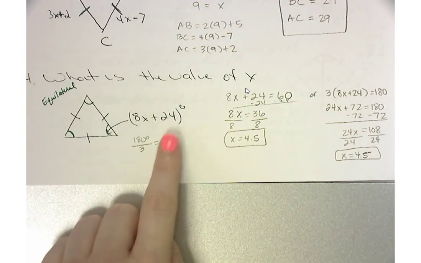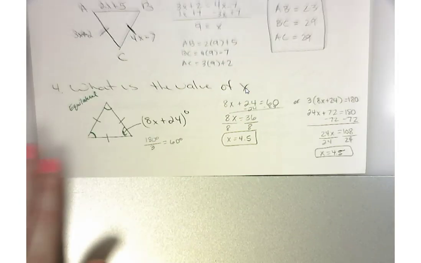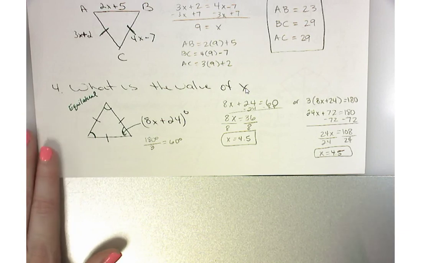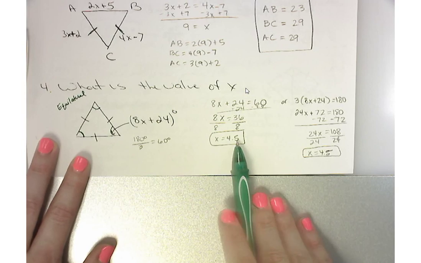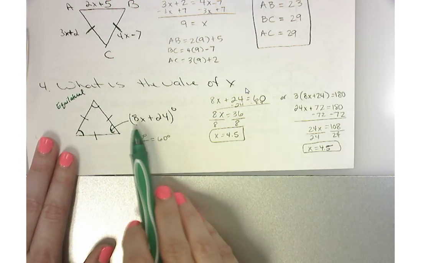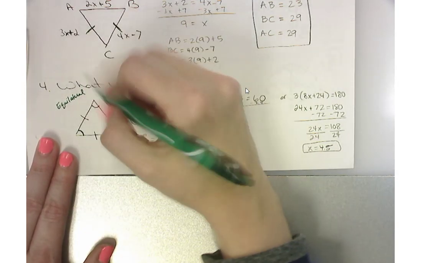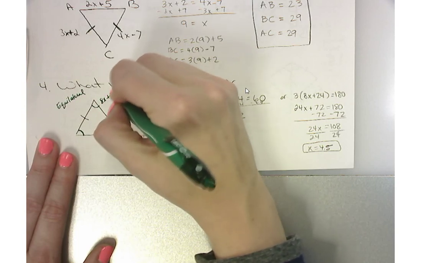Or I know some of you labeled each one as 8x plus 24 and then added that together and set it equal to 180. That's fine too. You get 24x plus 72 equals 180. Again, you'd solve and you'd get 4.5.